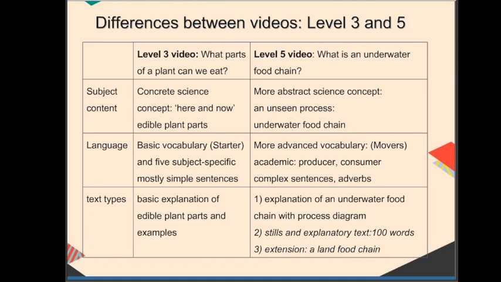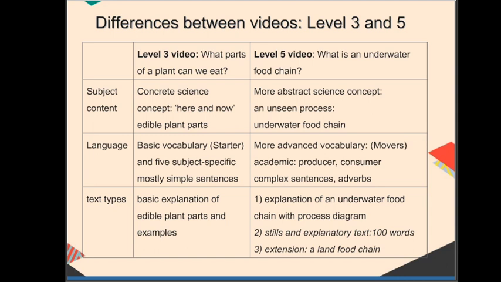A science topic such as an underwater food chain is not a concept that learners see in their everyday lives, so it requires deeper understanding as the concept is more abstract. Supportive visuals are therefore essential to aid understanding of the concept.